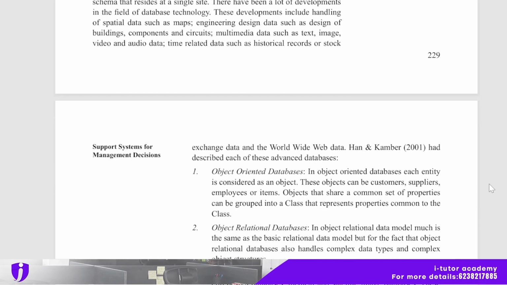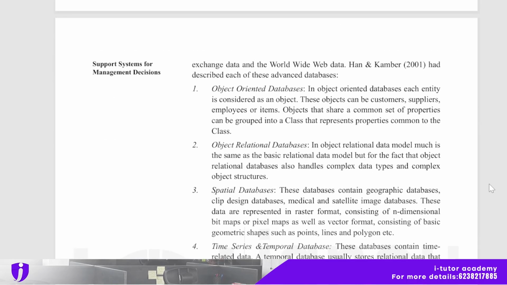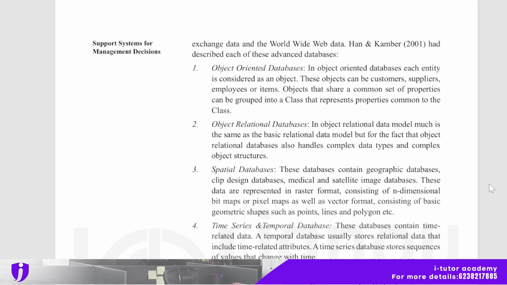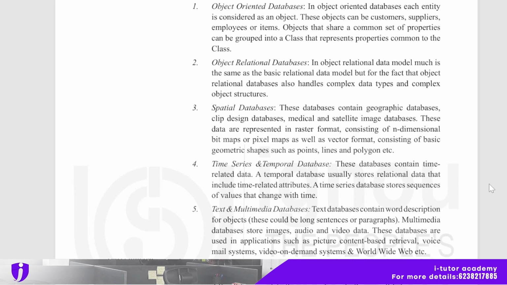So here are advanced databases, like the object-oriented database. In an object-oriented database, each entity is considered as an object. And in an object relational database, the data model is much the same as the basic relational data model, except that an object relational database also handles complex data types and complex object structures.